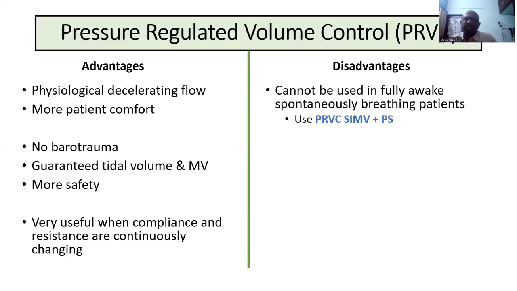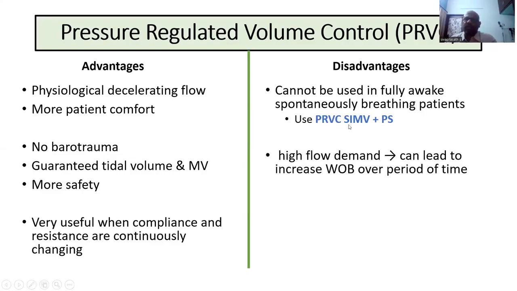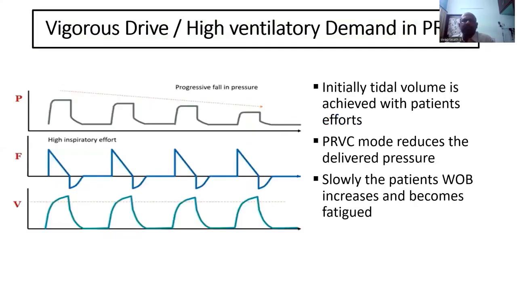The disadvantage is it cannot be used in a fully awake or spontaneous breathing patient. So when the patient is recovering, you can switch over to PRVC SIMV plus pressure support mode. And if the patient has a high flow demand, it can lead to increased work of breathing over a period of time. I will emphasize this point as I go on in this lecture. And you cannot use this mode as a primary mode when there is an obstructed airway or an airway leak.